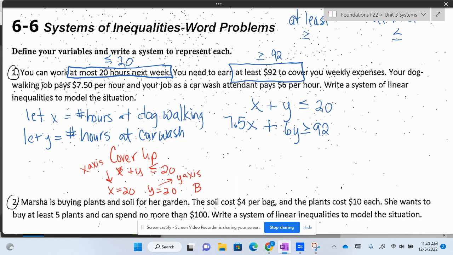I'm going to shade below because whatever I do has to be less than 20 on the x-axis and less than 20 on the y-axis. So I'm going to shade below my line. That's okay. And it's going to be solid.